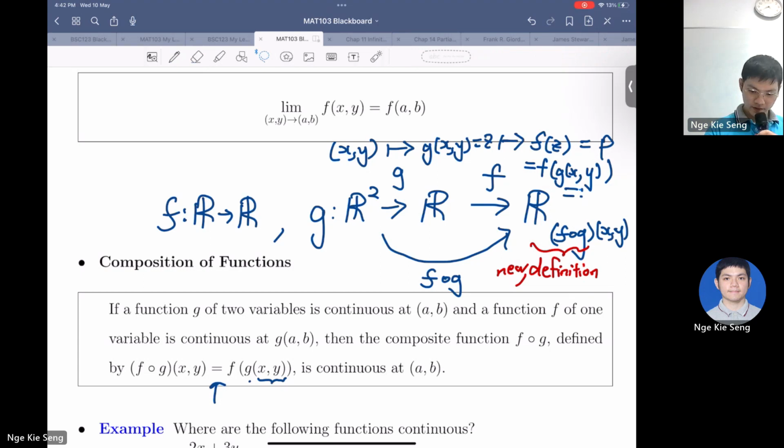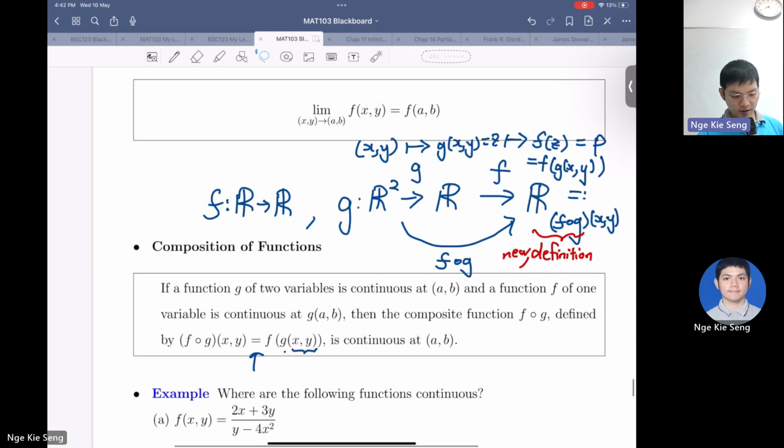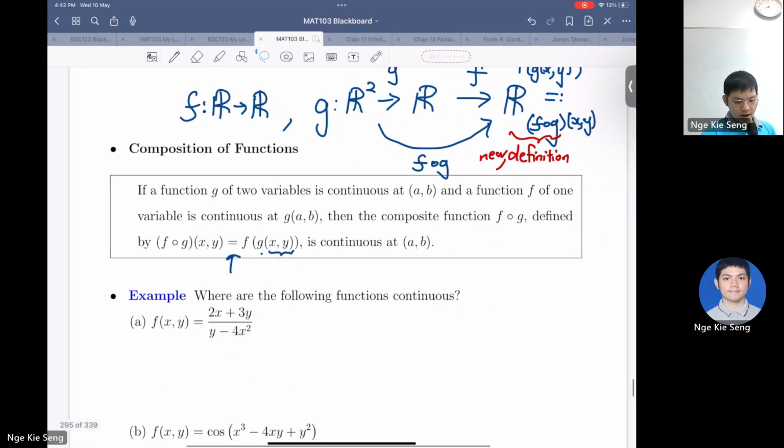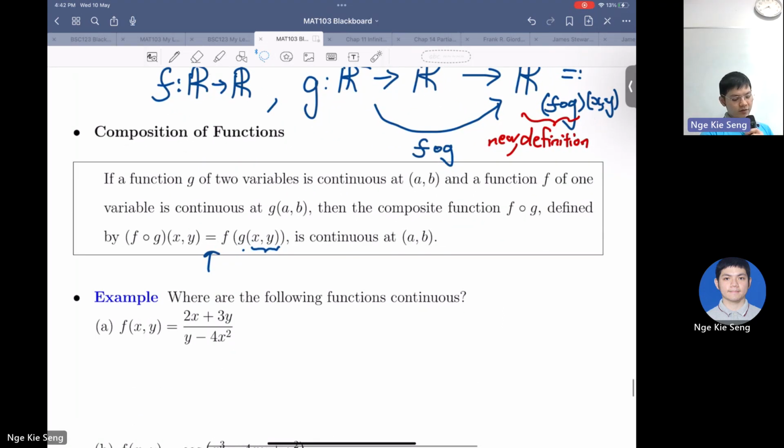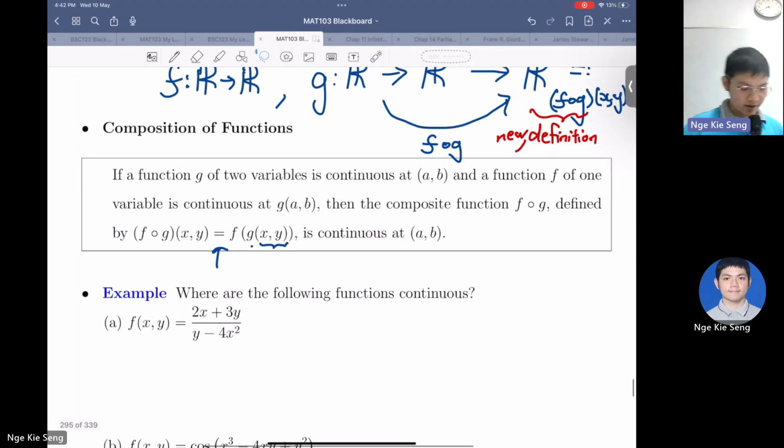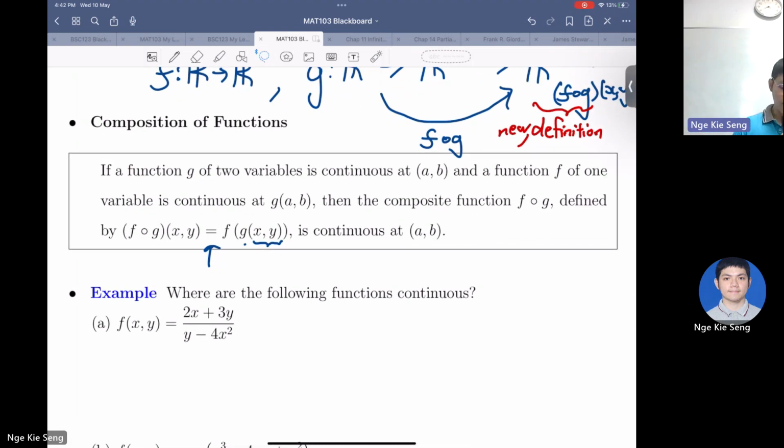Okay. So this is how we define the composite of function. Okay. So where are the following functions continuous? For example, let's look at the function f(x,y) equals (2x plus 2y) over (y minus 4x squared). Where is this function continuous?